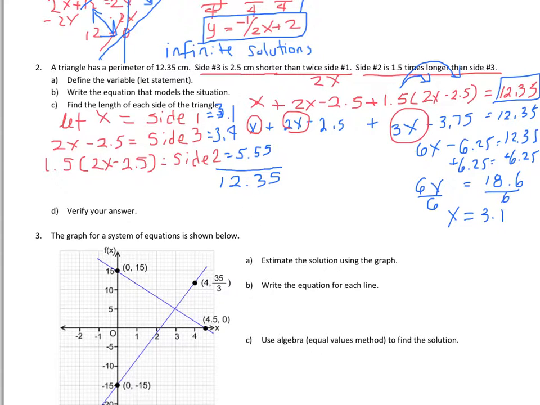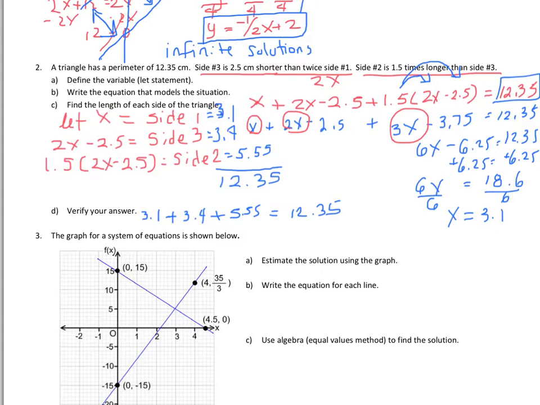That is my verification. 3.1 plus 3.4, that's a plus, plus 5.55 equals 12.35.